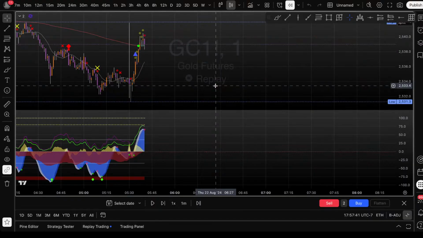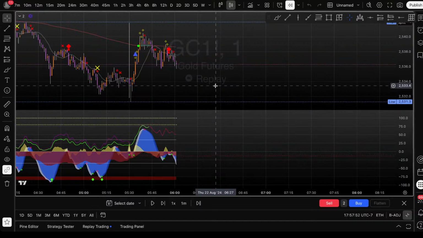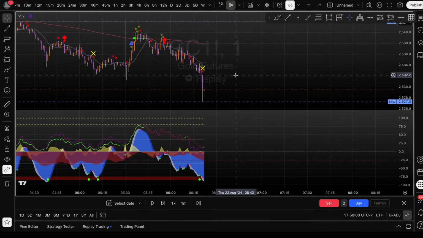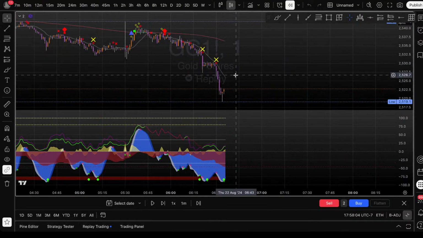Hey, there's the trade. This is the trade we took yesterday. Like right here. We got in like right here. We took a short. And then we got out somewhere around there.